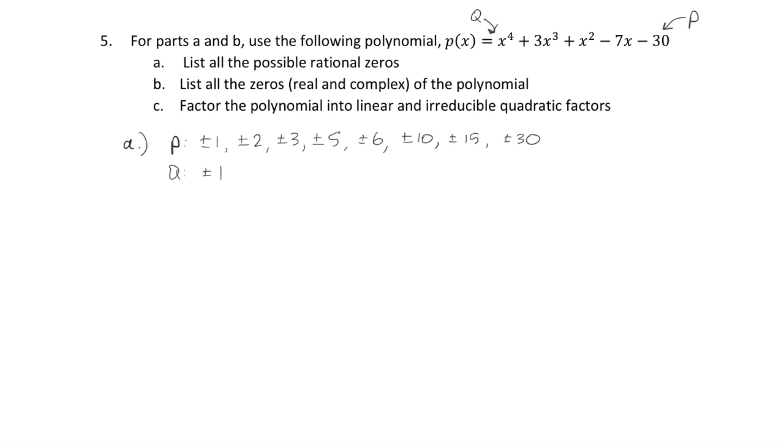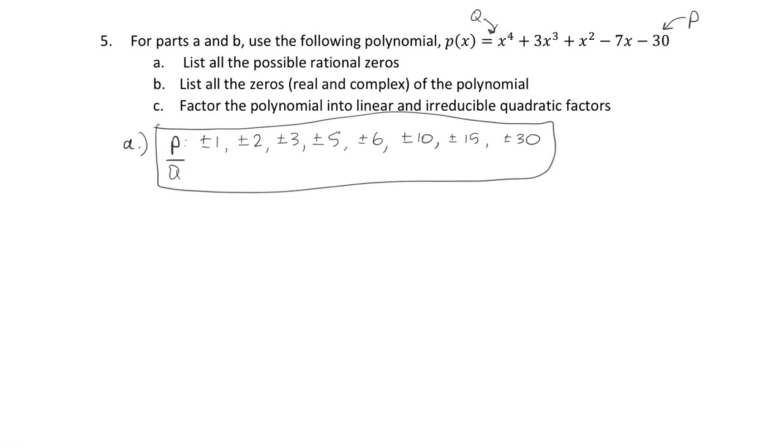So then the real list we need is P divided by Q, which since Q is just equal to 1, if we divide each of these numbers by 1, then we're just going to get each of these numbers here. So this first list here is our P divided by Q list. So I'm just going to make a little adjustment here. This is P divided by Q. So that's the list of possible rational zeros.